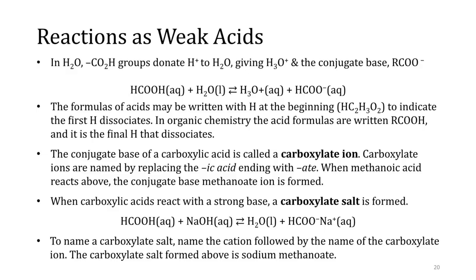The conjugate base, like we said, is called the carboxylate ion. Carboxylate ions are named just the same way we would name carboxylic acids. We replace the ending with ATE in this case. So the IC acid becomes ATE, just like, for example, nitric acid becomes nitrate, if you remember that from basic chemistry. So when methanoic acid reacts, the conjugate base is methanoate.